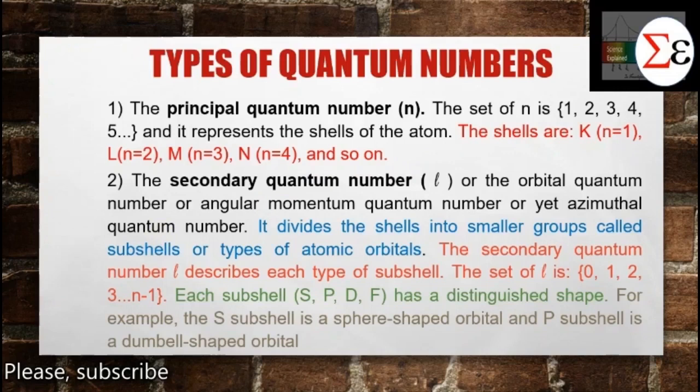Each subshell, named as S, P, D, F, has a distinguished shape. For example, the S subshell is a sphere-shaped orbital, and the P subshell is a dumbbell-shaped orbital.